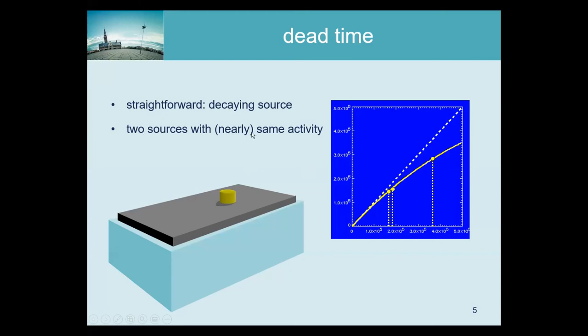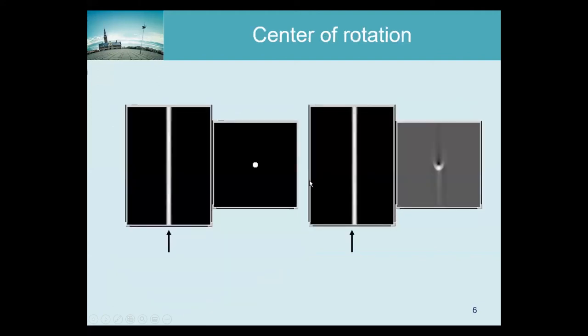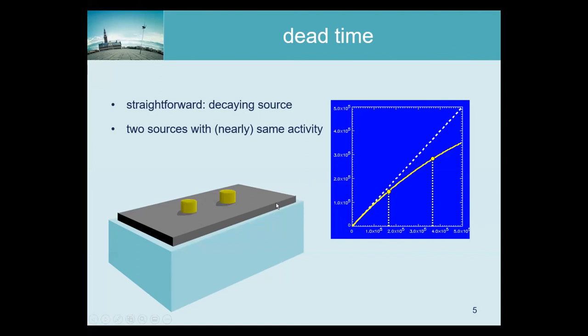So I fill two sources with almost the same activity. I put one on the scanner and I get this point. Then I put the other one, I get that point, and then I take away the first one, I get this point. So that minimizes my interaction with these sources, and it produces two points on this curve.